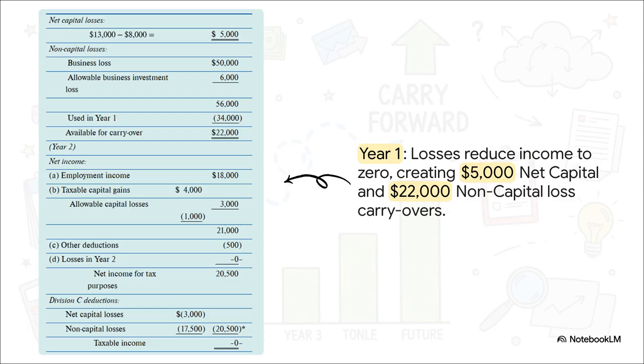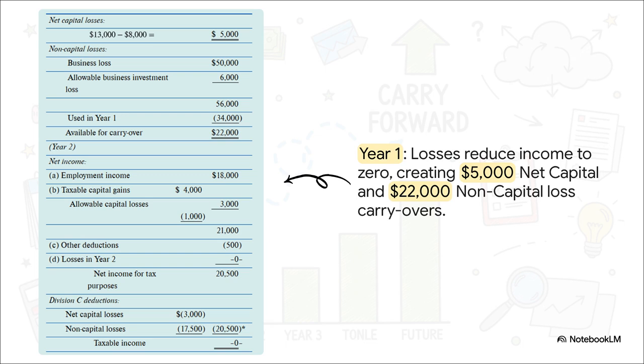We always deal with capital items first in their own silo. Our taxpayer has $8,000 in capital gains, but $13,000 in capital losses. So the first $8,000 of those losses wipes out the gains. That leaves an extra $5,000 in capital losses. That becomes our net capital loss that we carry forward.